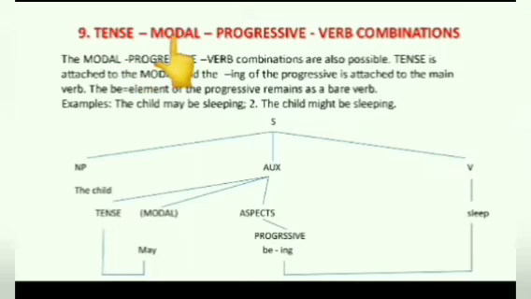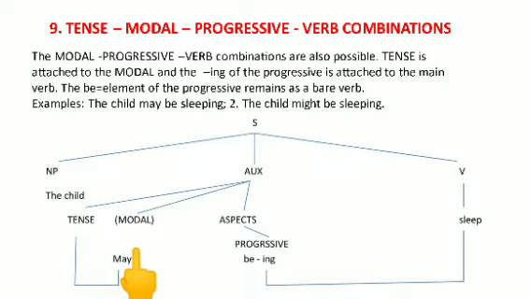Tense modal progressive verb combinations. The modal progressive verb combinations are also possible. Tense is attached to the modal, and the ing of the progressive is attached to the main verb. The be element of the progressive remains as a bare verb. Examples: the child may be sleeping. The child might be sleeping.